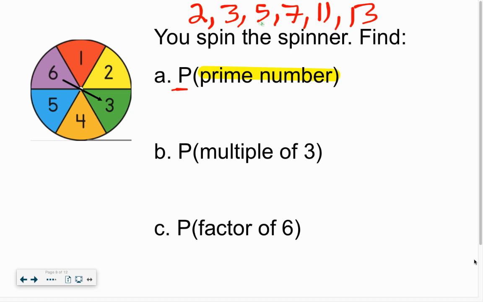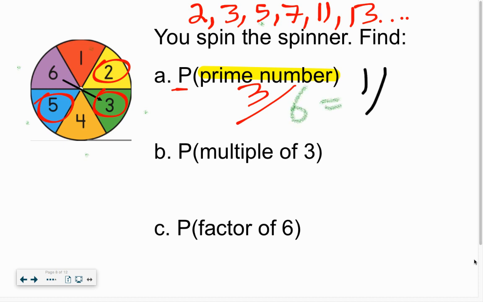So we look at this list, which of course goes on and on. But looking at our spinner, we've got the number 2, the number 3, and the number 5. 3 favorable outcomes. 3 that are prime out of 1, 2, 3, 4, 5, 6 of them. Please remember to always simplify that down. 1/2. Multiples of 3. Here come math terms. Now multiples: 3, 6, 9, 12, and so on and so forth.